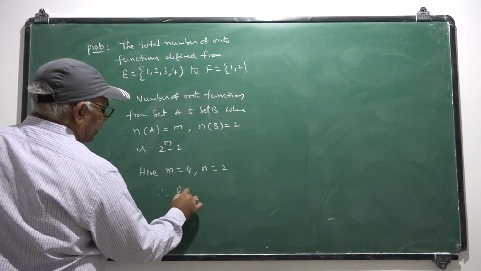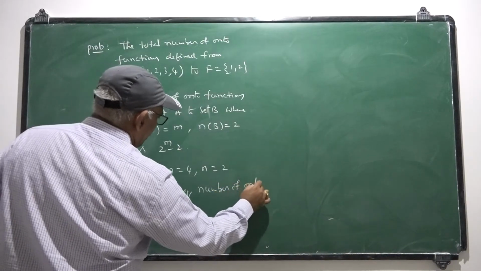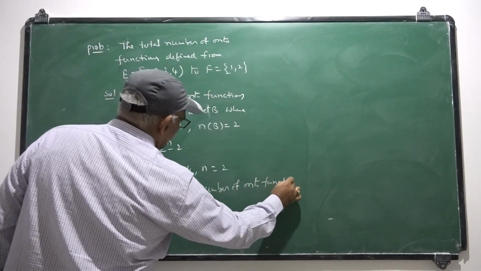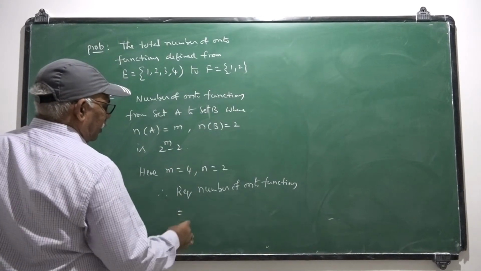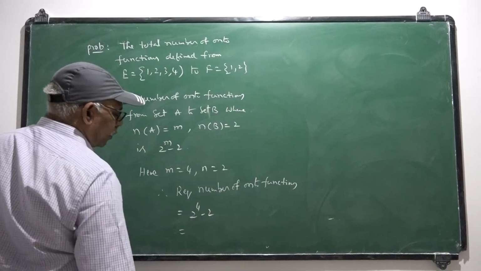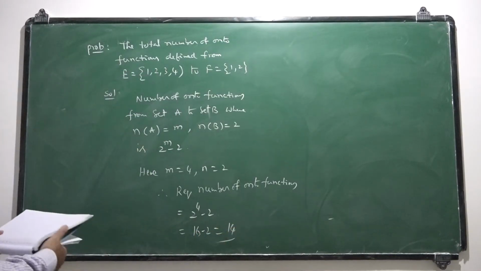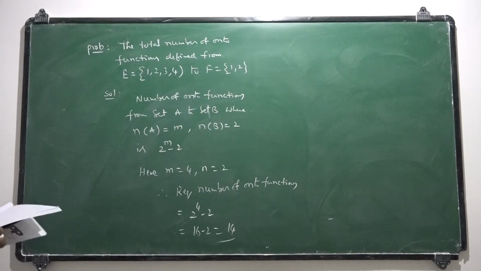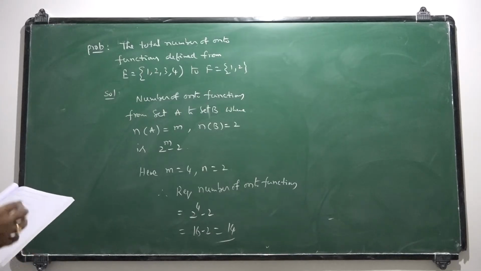So the required number of onto functions equals 2 power 4 minus 2. 2 power 4 is 16, minus 2, that is 14. The required number of onto mappings from the set that consists of m elements to the set that consists of only 2 elements is 2 power m minus 2 only.